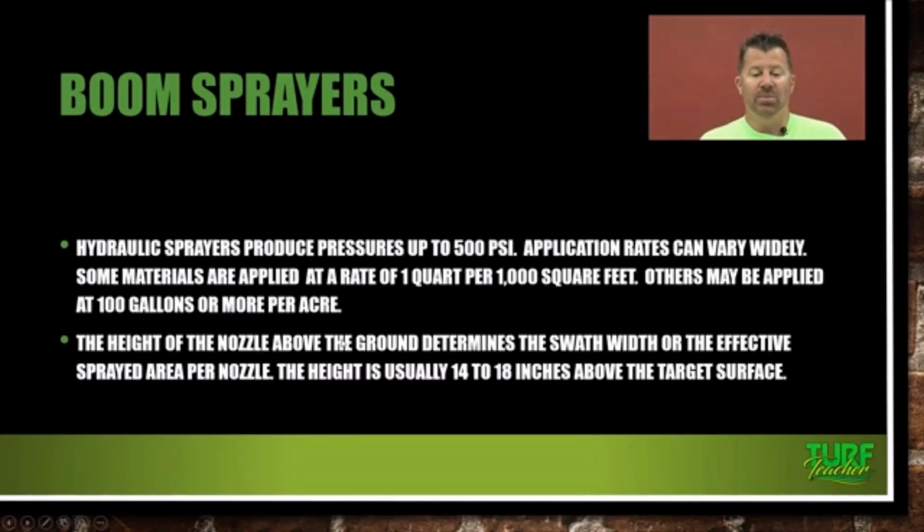Boom sprayers. Hydraulic sprayers produce pressures up to 500 psi, so that's a lot stronger than what our handheld does, right? Application rates can vary widely. Some materials are applied at a rate of 1 quart per 1,000 square feet. Others may be applied at 100 gallons or more per acre. So guys, you're getting into some big stuff here. We're talking about golf course applications. We're talking about agricultural fields. We're not talking about that typical residential site.